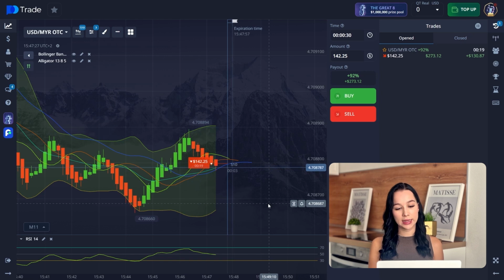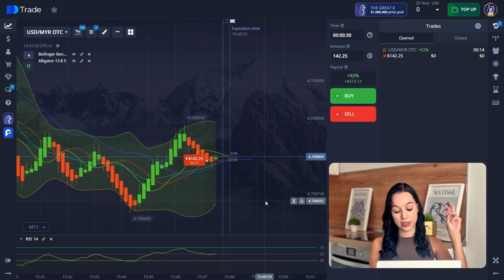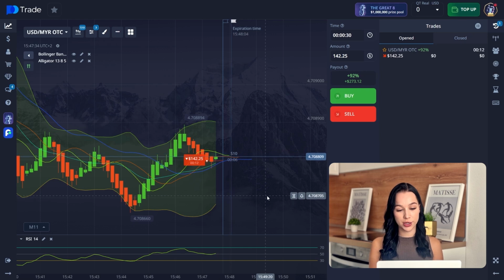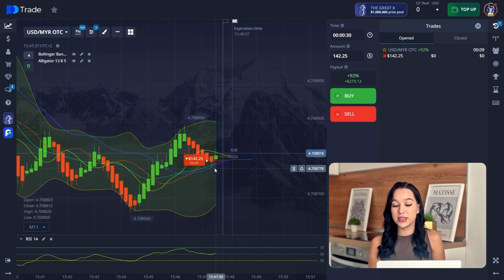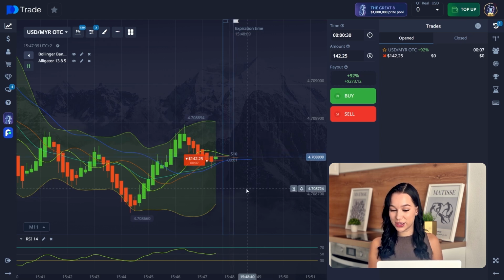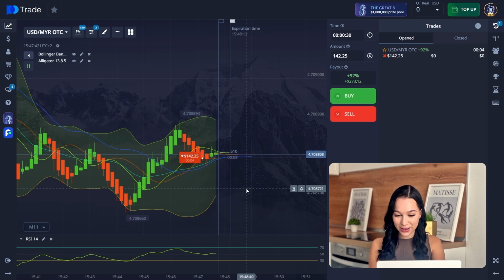So we can see that before it was an upward trend, it reached the upper line of the Bollinger Bands, our resistance level, and started moving in the downward direction. And it's still a long time till the support level. I don't like it at all. It's so close to our entry point. It's 1 second.